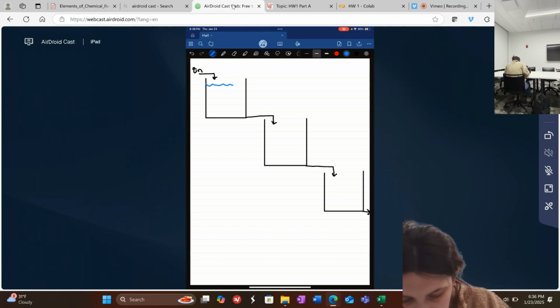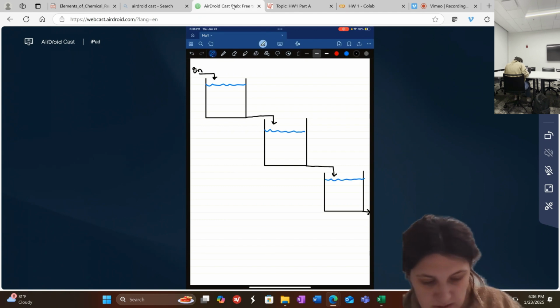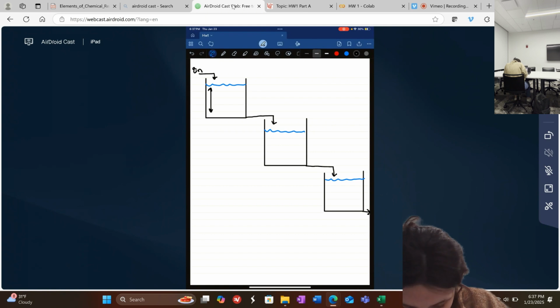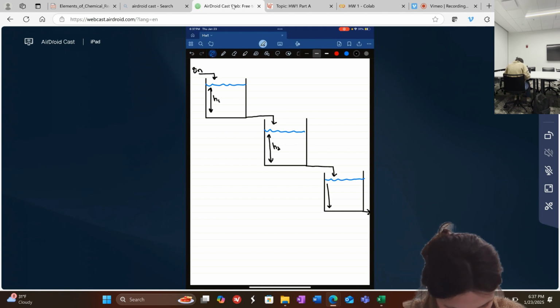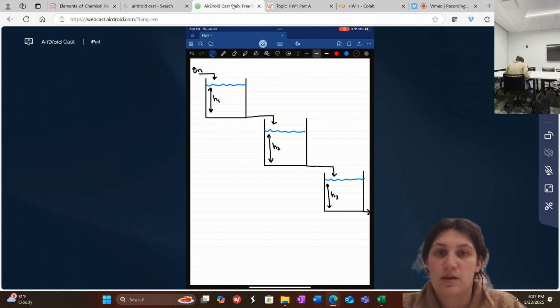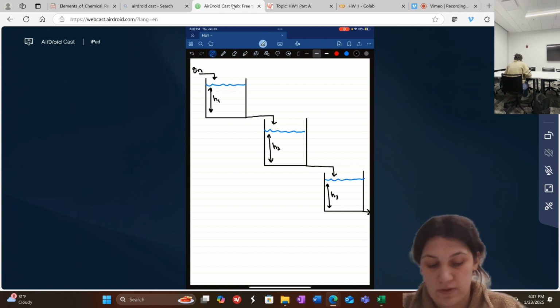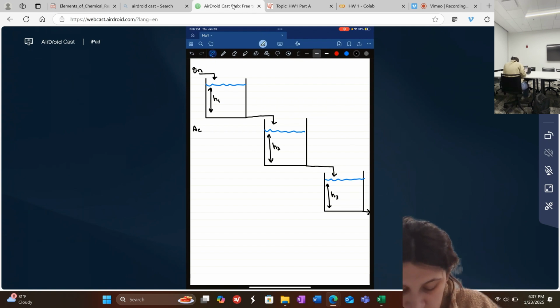Each of these tanks has a liquid level. This would be H1, H2, and H3. Now, all these tanks are the same, which means that they all have the same cross-sectional area and the same outlet size.